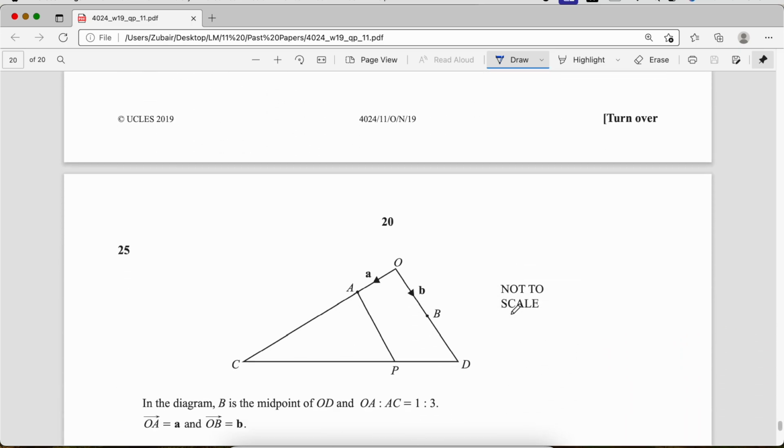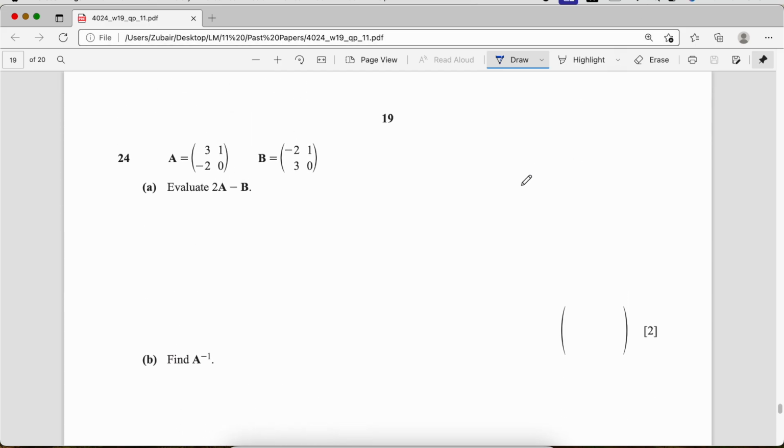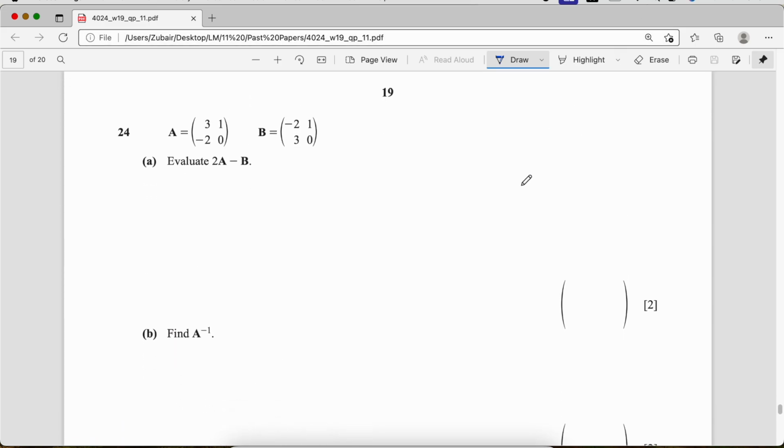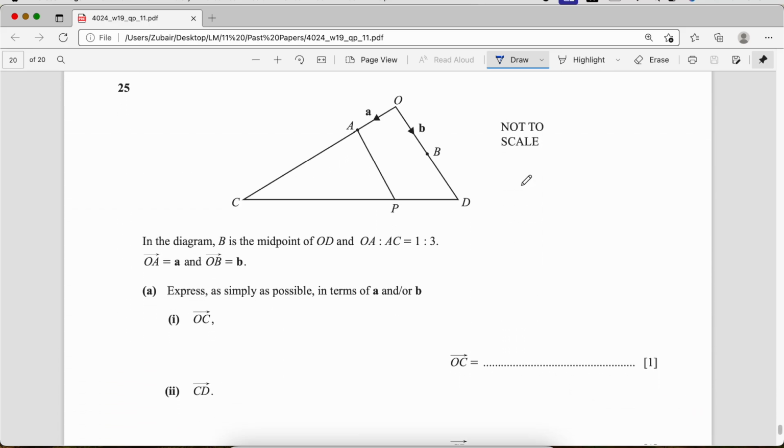Matrices is again not in your syllabus, for those who are appearing in 2024 and later. Vectors.